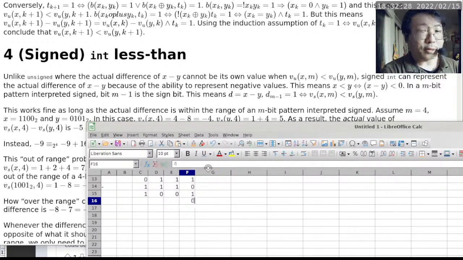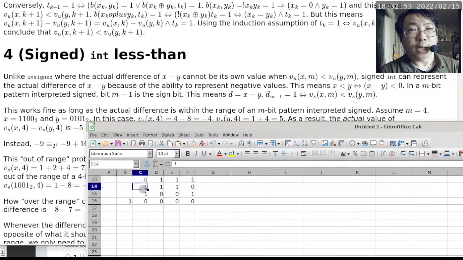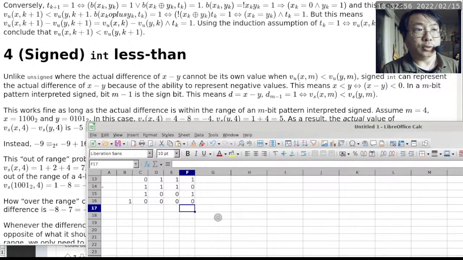This is T0, assumed to be 0. No borrow from column 0, so we put a 0 here. No borrow from column 1, so we put another 0 here. No borrow from column 2, so we put a 0 here. And then we have a 1 over here because we do have a borrow because of 0 minus 1 over here. So this is the row for D's, and this is the exclusive OR between the Q and the T bits. So we got a 1, 0, 0, 1 over here.